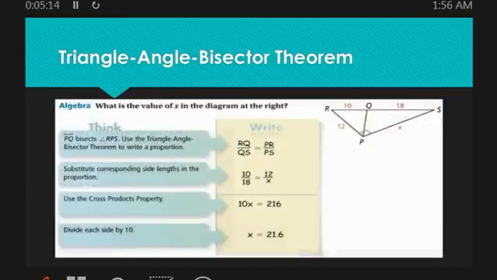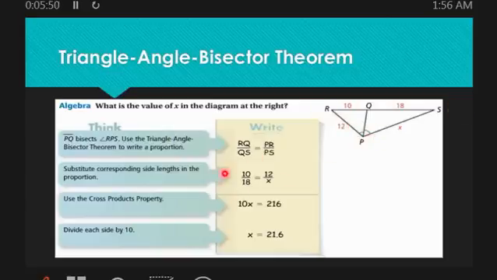And we can run through a quick example of that. What is the value of x in the diagram at the right? Well, x is the length of PS. So we can think PQ bisects angle RPS. So we can use the triangle angle bisector theorem to write a proportion: RQ to QS equals PR to PS.